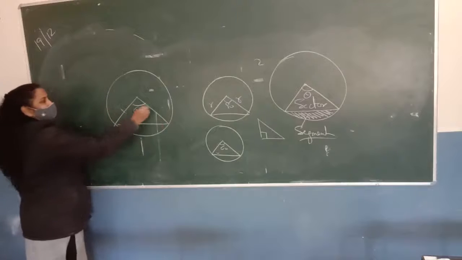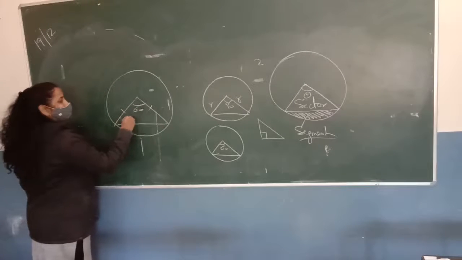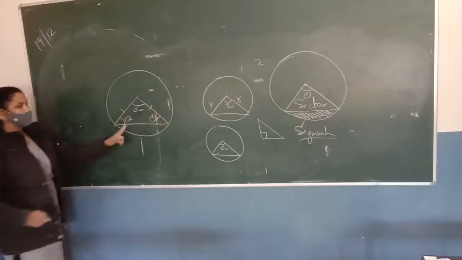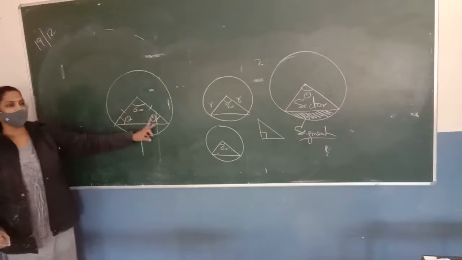So we know that the radii are equal. So these angles are also equal to each other. Right? These two are equal. Now this is 60 and these two are equal, so how much will each be?